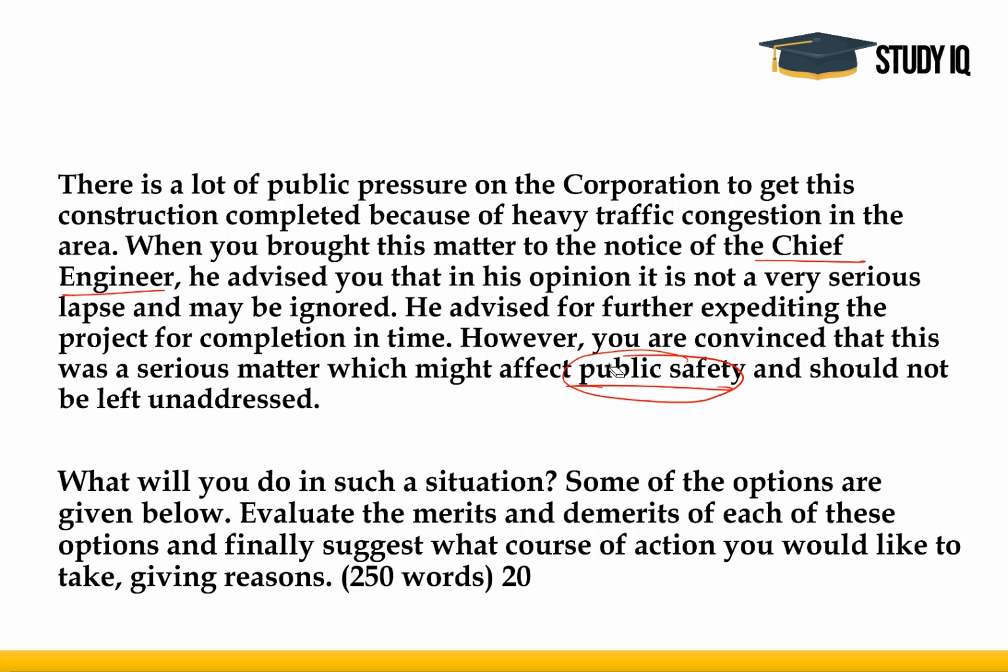All right. So again, a very similar kind of situation has been given to you. Similar kind of case study. You have been given the options. You have to evaluate the merits and demerits of those particular options, and finally suggest what course of action you would like to take, giving the reasons.